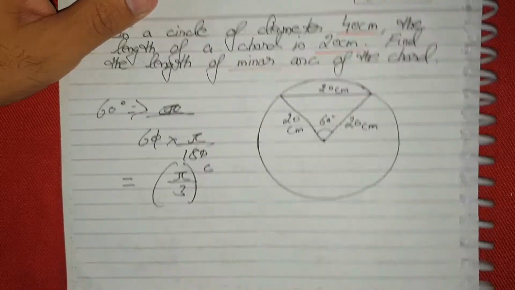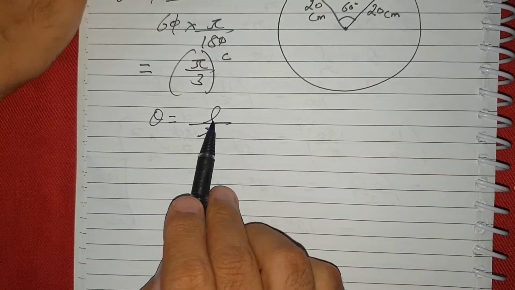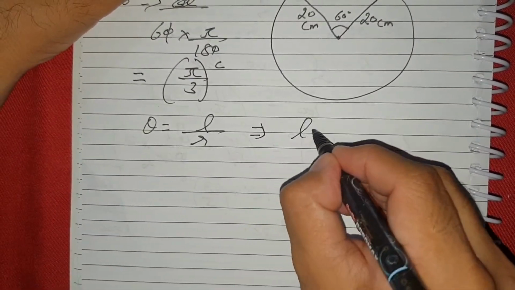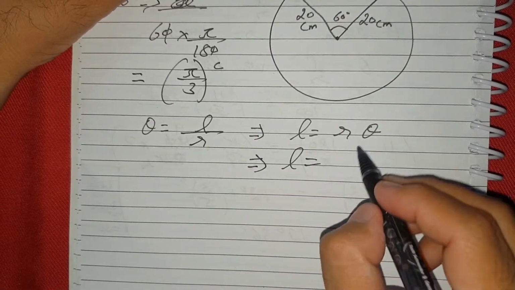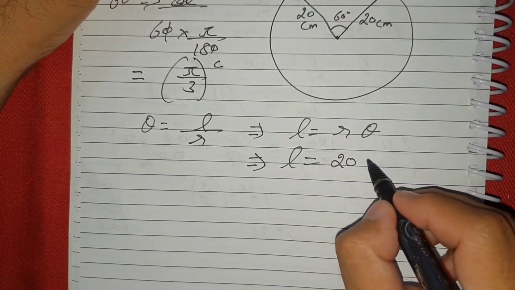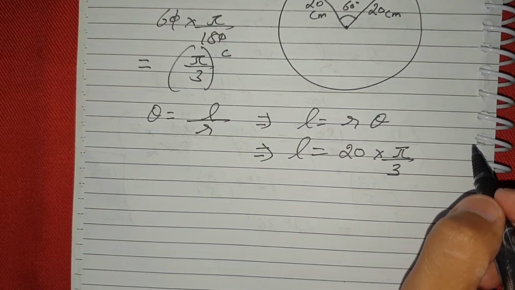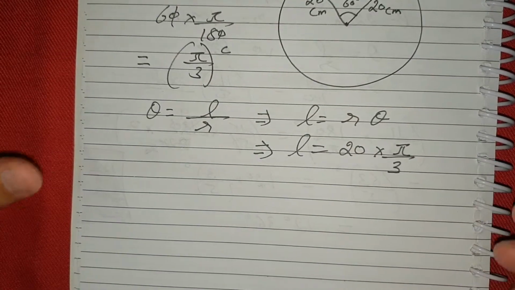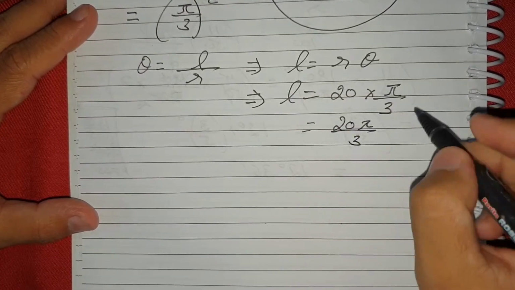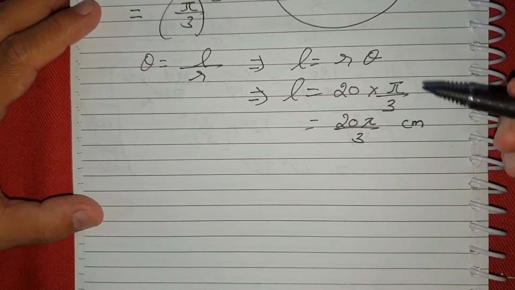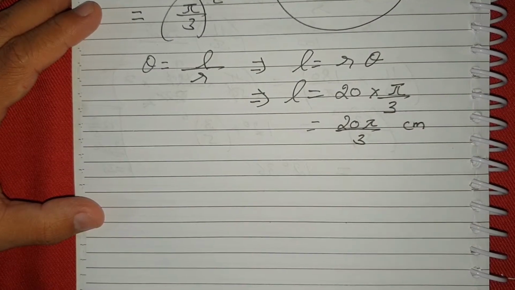Now using the formula theta equals L by R, we have to find the length. This implies length is equal to R theta. This implies L is equal to, R is 20, theta is pi by 3. So this is actually 20 pi by 3 centimeter. You can express your answer as 20 pi by 3, or you can substitute the value of 22 by 7 to solve it. Both are correct.